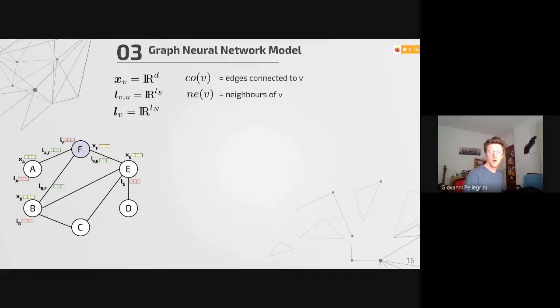You're welcome. Just a little bit of notation: we have co[V], which represents the edges connected to a node, and ne[V], which are the neighbor nodes of V.